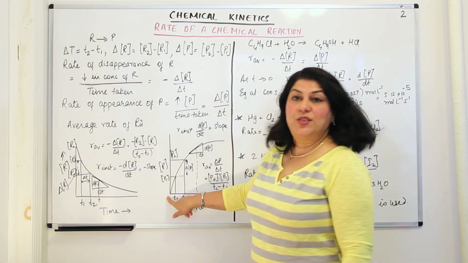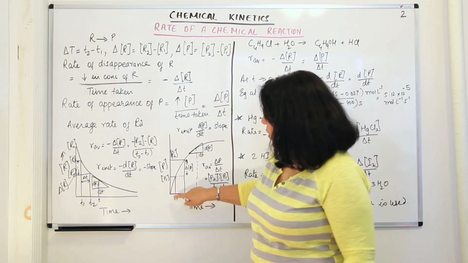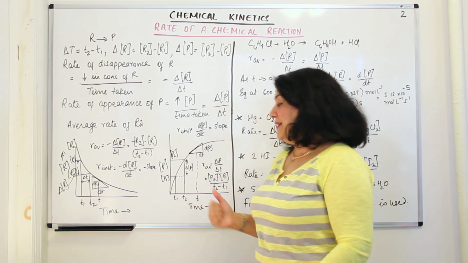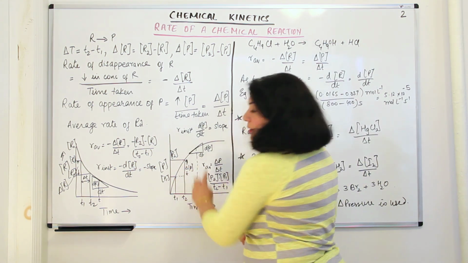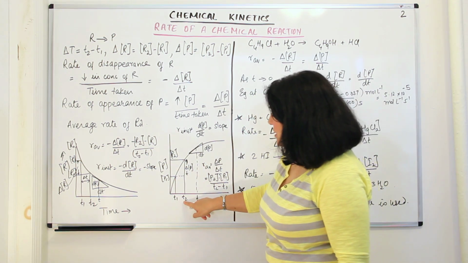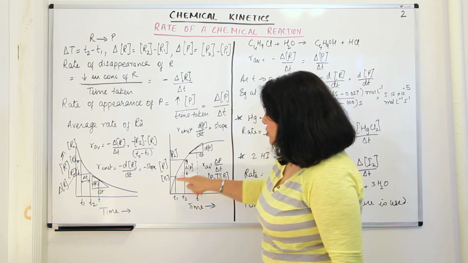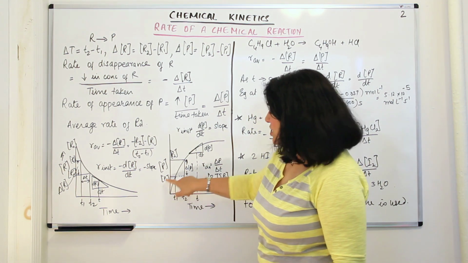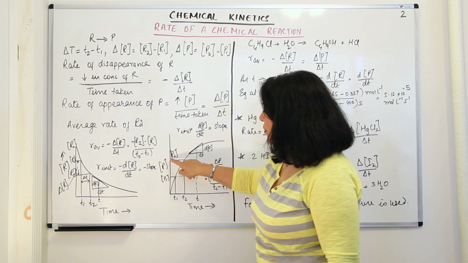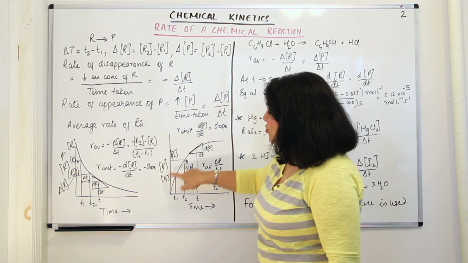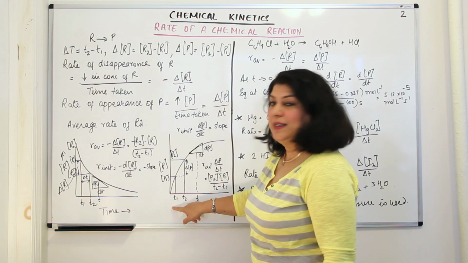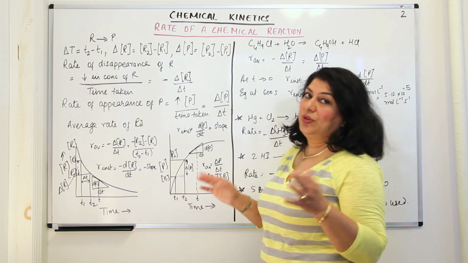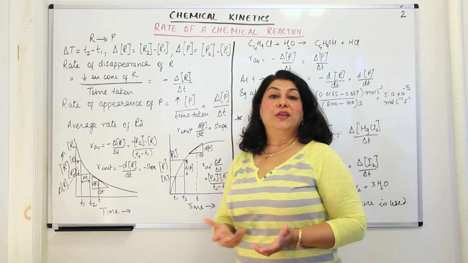Now look at this curve. The product initially was 0. The concentration of the product is 0. As time passes, the concentration of the product goes on increasing. So when you have to calculate the rate of the reaction between T2 and T1, we will find the corresponding points on the curve. At T1, the concentration of the product is P1, and at T2, the concentration of the product is P2. So P2 minus P1 upon T2 minus T1 will give you the rate. Now P2 is greater than P1, so you will get a positive value of the rate of the reaction.